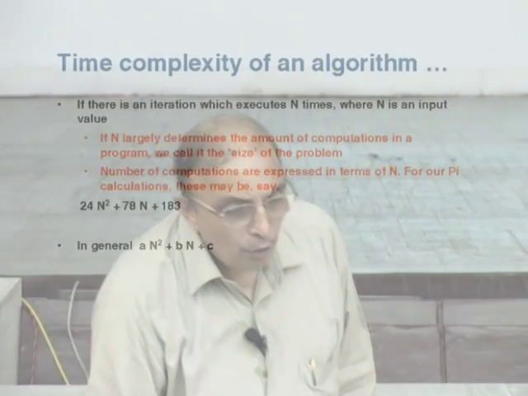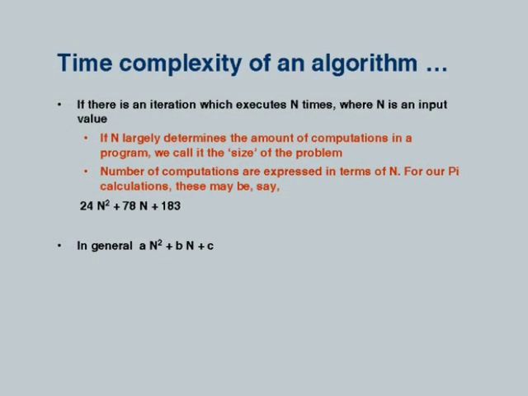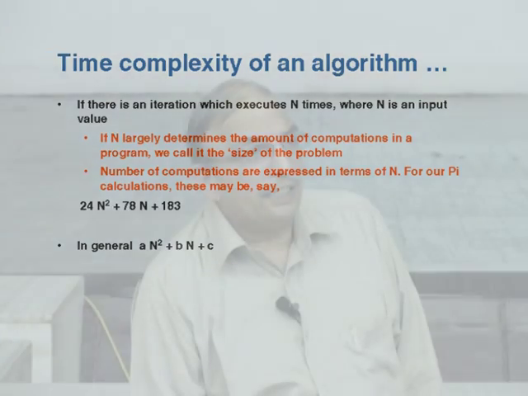So let's go back to the previous slide, or previous to previous slide. We had said hypothetically that our algorithm for calculating pi using a triangle takes 24 n square plus 78 n plus 183. Clearly, the algorithm for counting those points in a square will take twice as many for the n square term, right? So that algorithm will be taking larger time.